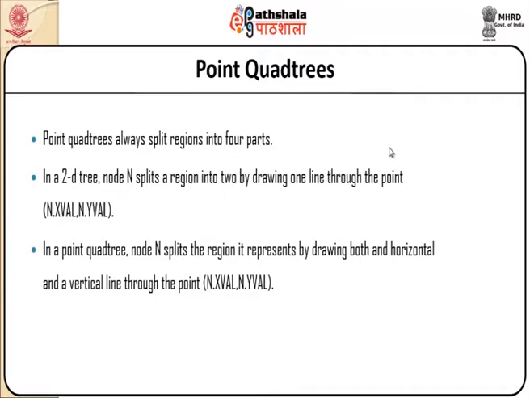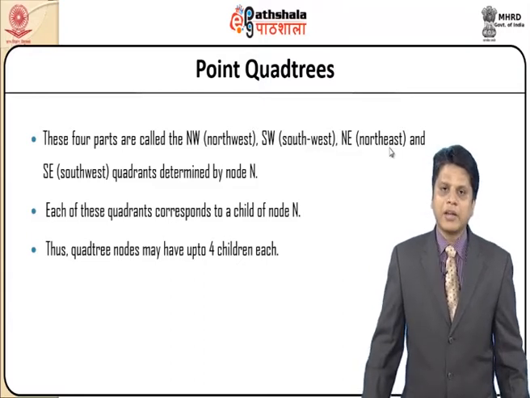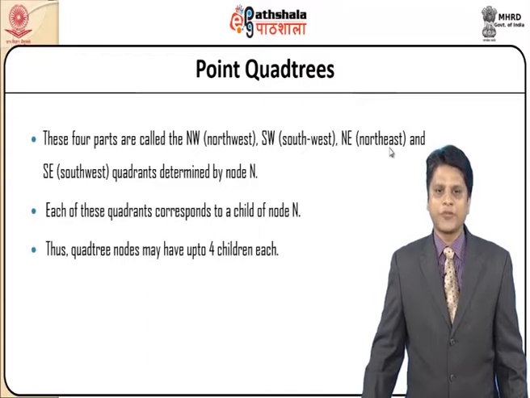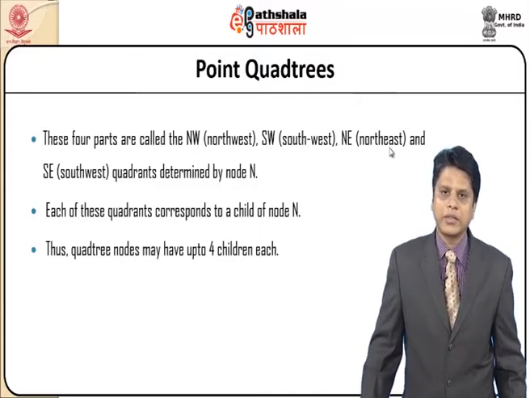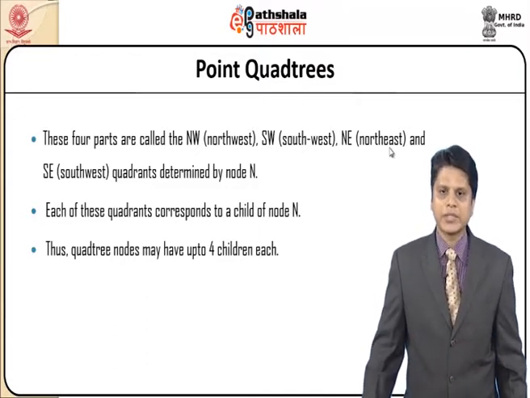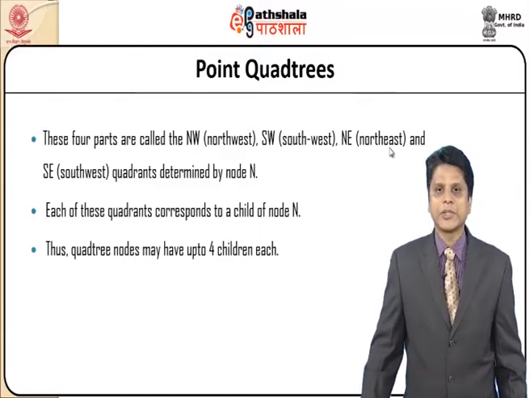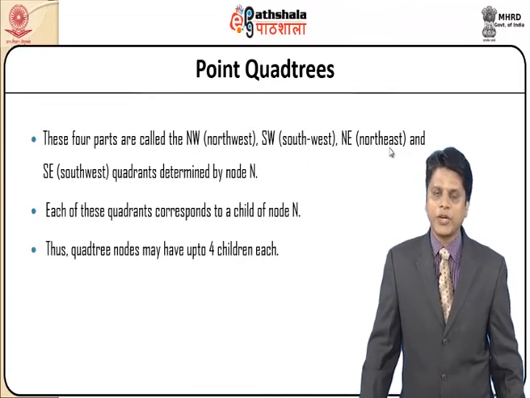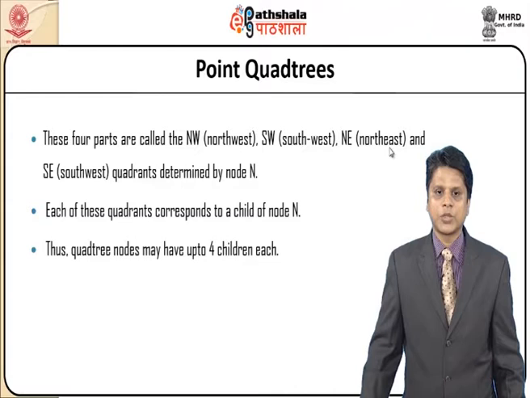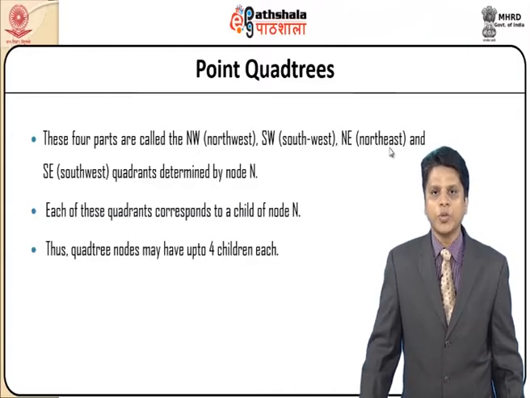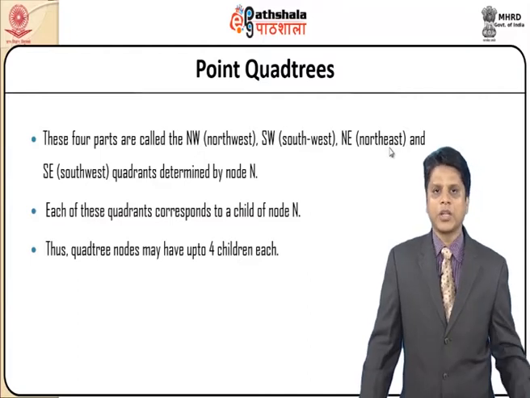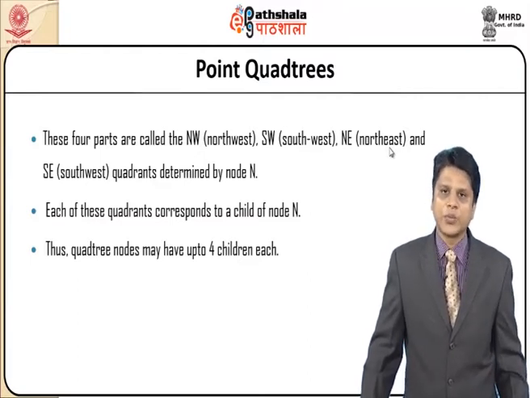Now that we have clearly understood that the point is divided into 4, these 4 regions are called 4 different directions: northwest, southwest, northeast and southeast quadrants determined by the specific node n. So, each of these quadrants corresponds to a child of node n. Thus, the quad tree nodes may have up to 4 children, rather than the conventional methodology of a two dimensional tree where we could insert only 2 children.